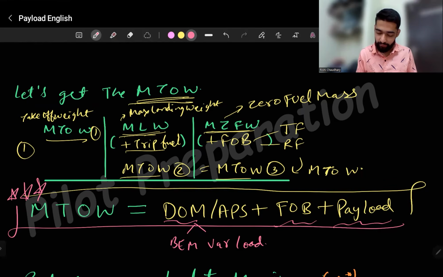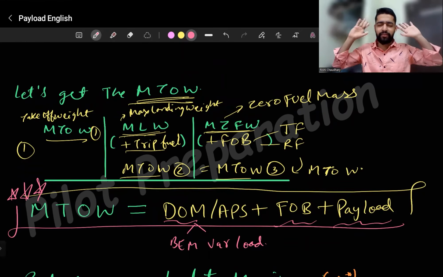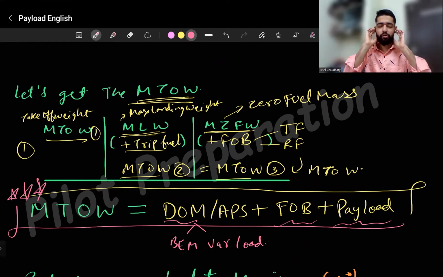Okay, so what I have taught you right now, this is maximum takeoff weight, which is equal to DOM plus FOB plus payload. You can remember this like this: FOB plus DOM plus payload.